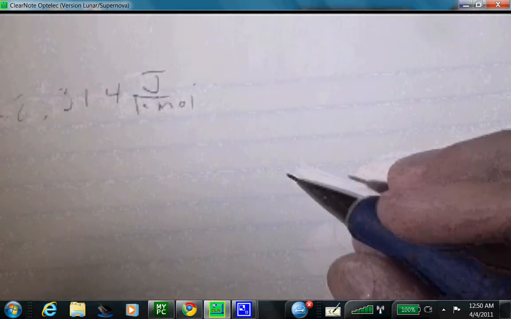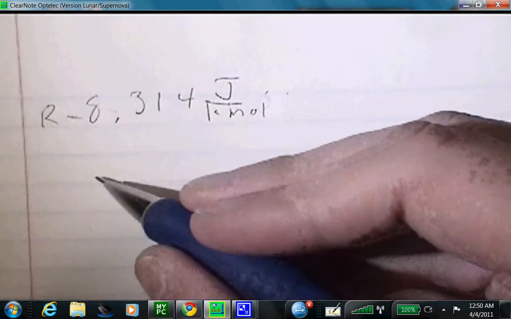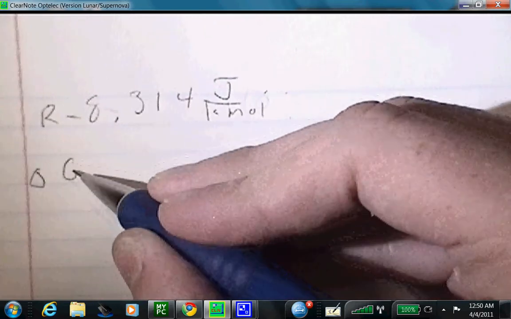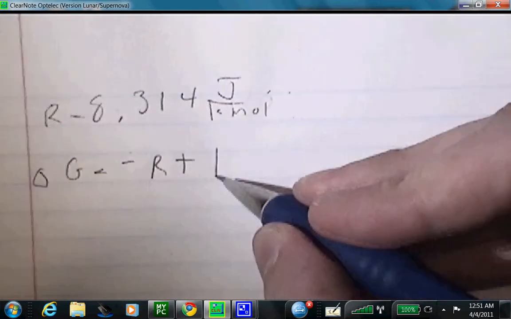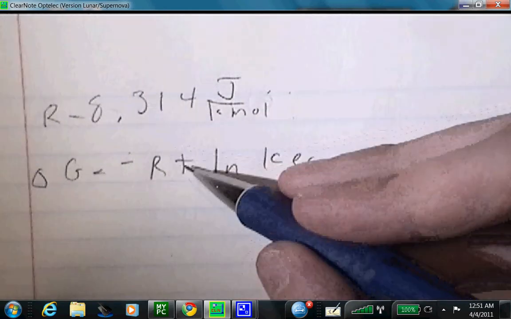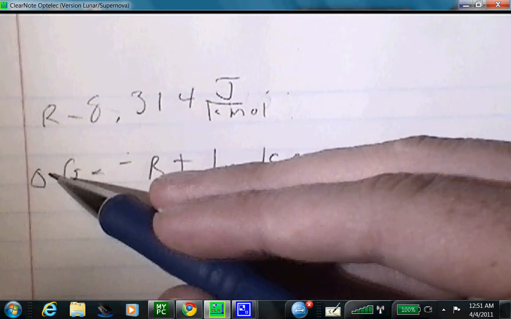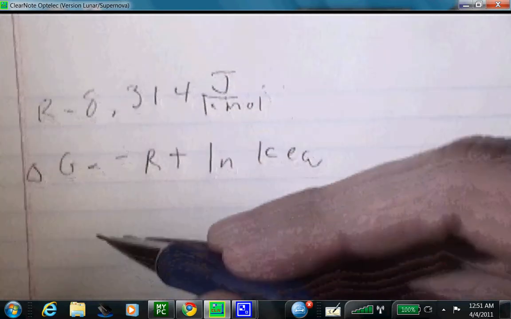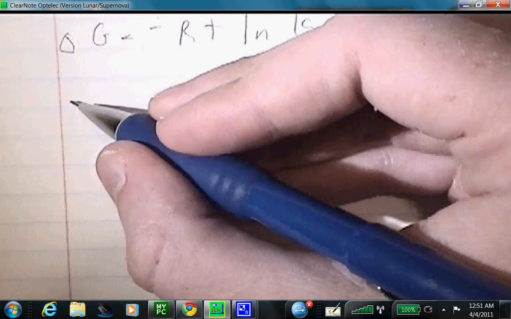The reason for that is because when we're using this equation, our delta G is going to be in joules per mole. If we look at our equation one more time, delta G equals negative RT ln KEQ. We can see that when we multiply our temperature by this unit, we get joules per Kelvin mole. So now we can go ahead and just plug and chug.